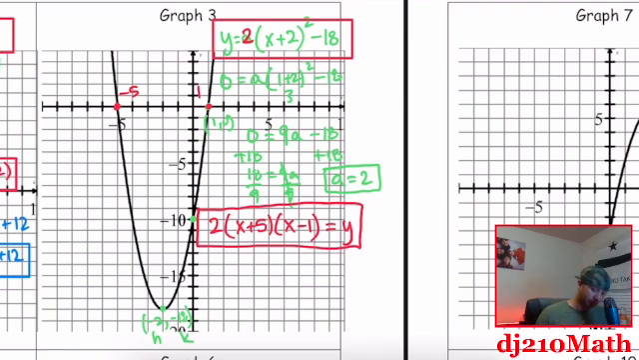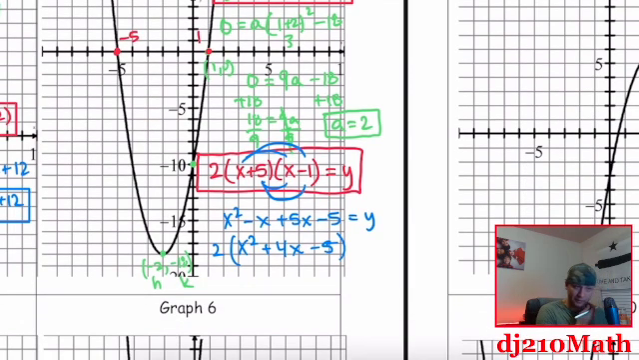Okay, to figure out the standard form, we're going to have to distribute and then distribute the 2 in the end. So we have x squared minus x plus 5x minus 5 equals y. And then combining like terms, before we distribute the 2, this is going to be plus 4x minus 5. Distribute the 2. So final answer, standard form is going to look like 2x squared plus 8x minus 10 equals y.